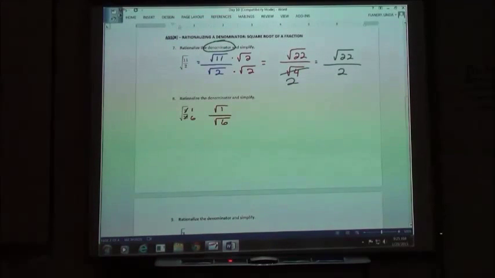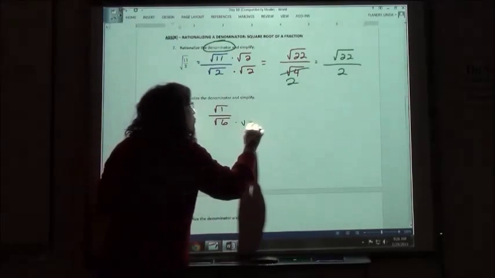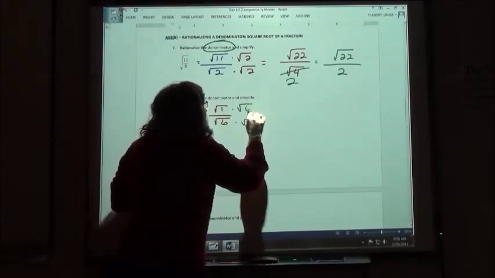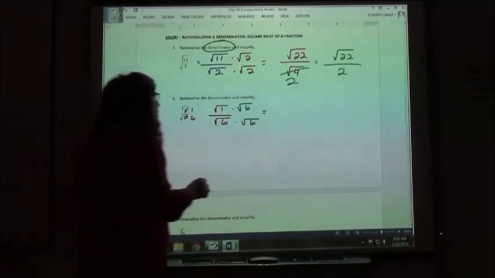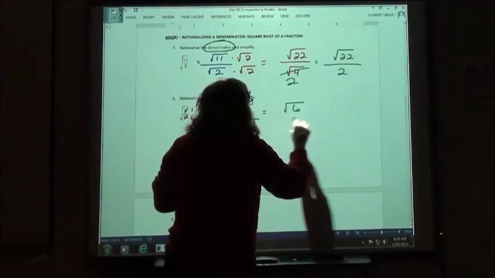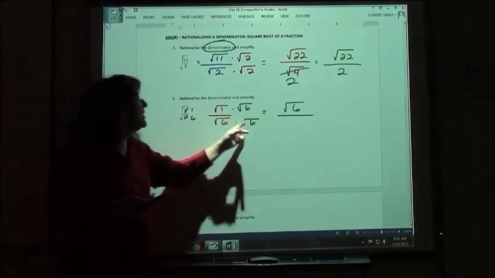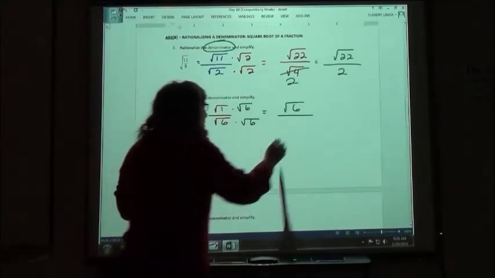We want to rationalize the denominator, so what are we going to do? Multiply it by the square root of 6, right? So on the top, square root of 1 times the square root of 6 is the square root of 6. And on the bottom, square root of 6 times the square root of 6, square root of 36.